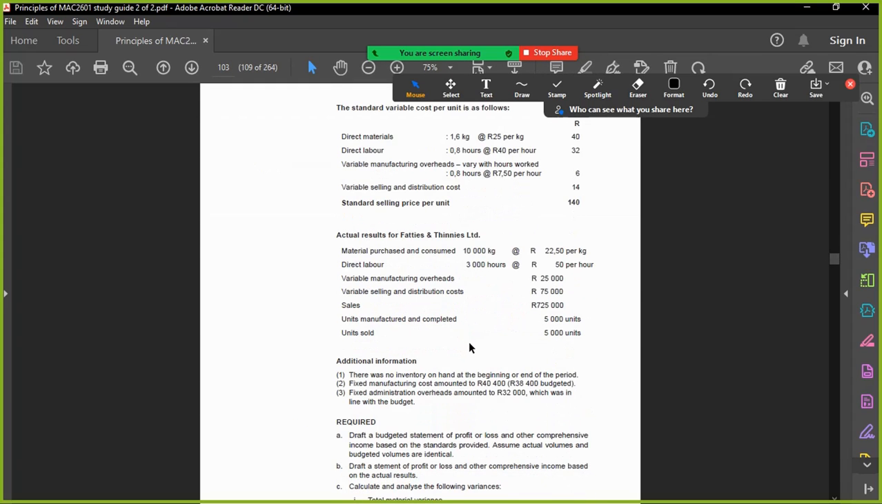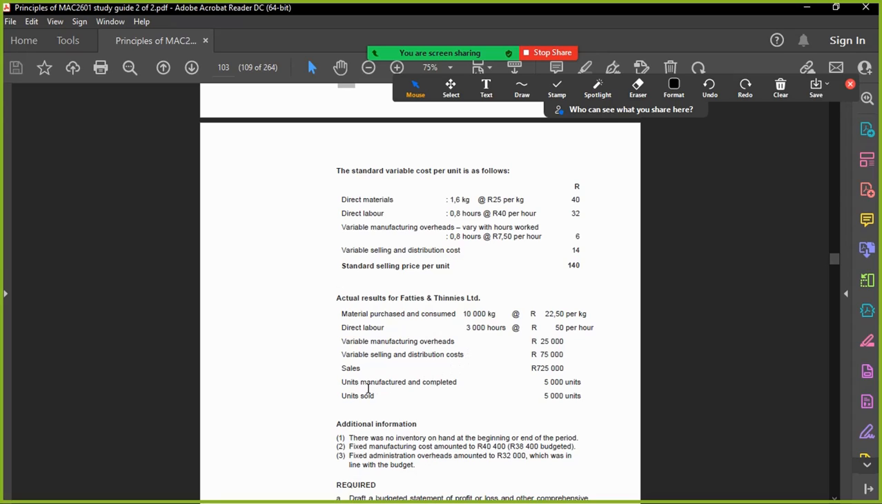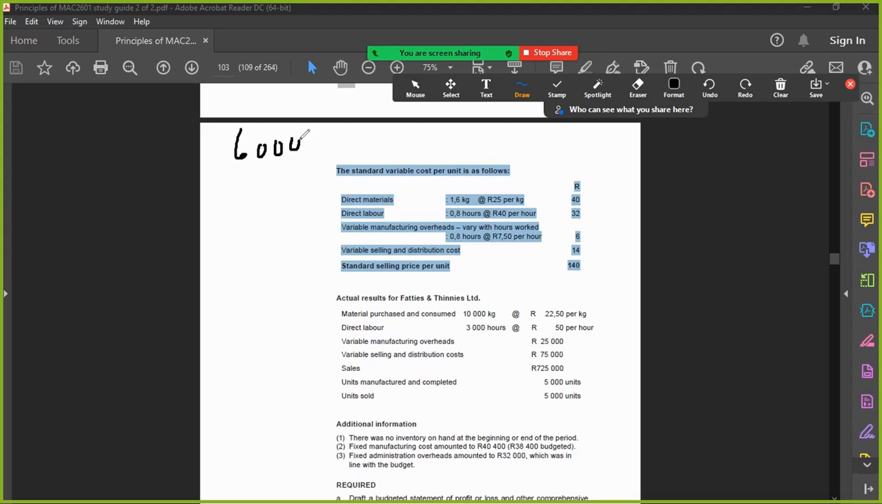Okay, so in this situation, they said the units were 5,000 manufactured and completed and 5,000 sold. Do you see that? Notice here, the standard costs were given. You weren't given a budget based on a certain number of units. So for example, if there were 6,000 units in terms of the budget, then we would, in inverted commas, flex and make it 5,000. Does that make sense? But that wouldn't apply here. That's probably why they didn't give it.